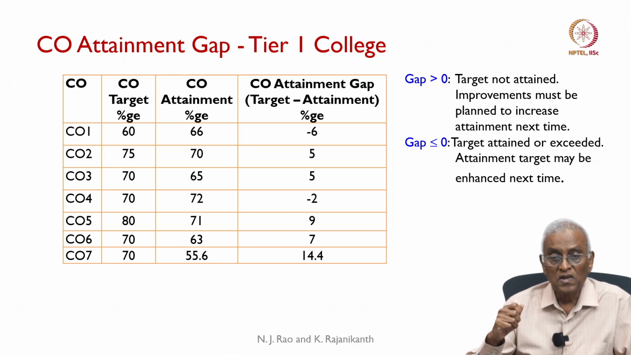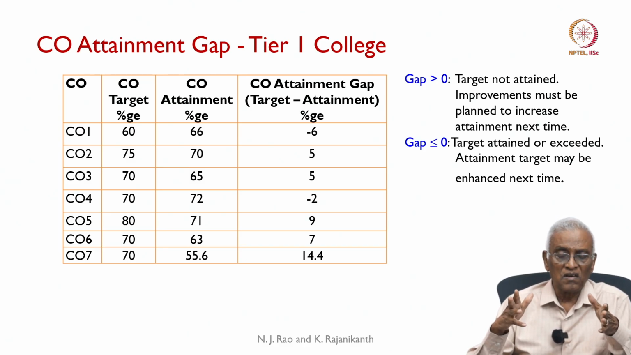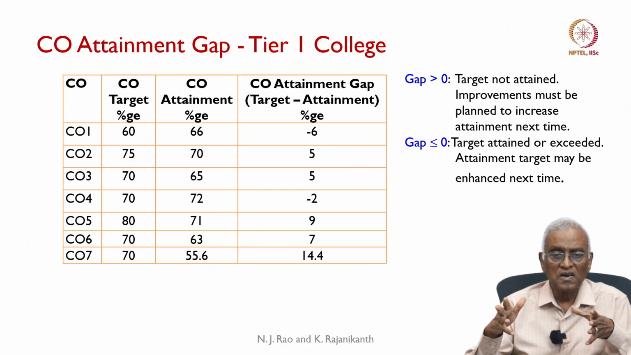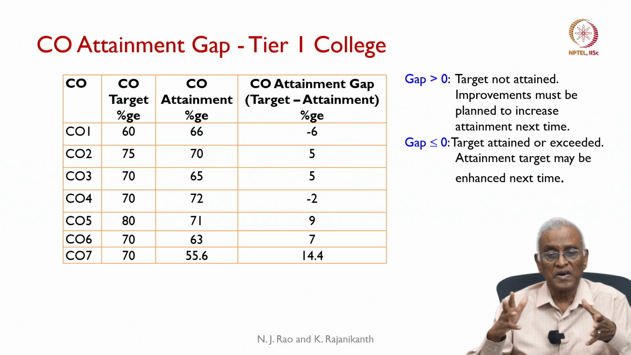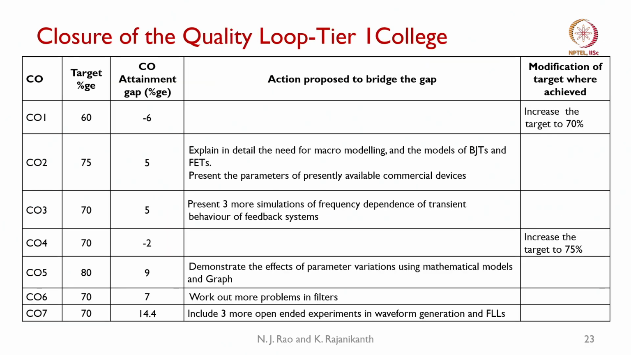Okay. So effectively what it means, the whole process is that you are continuously putting effort to improve from year to year. Things are becoming better and better. Okay. Now how do we do this? So we have now the target and your attainment gap. It can be negative or positive. If it is negative, increase the target by certain percentage, from 60 to 70 we increased. And in CO2 the gap is 5%.